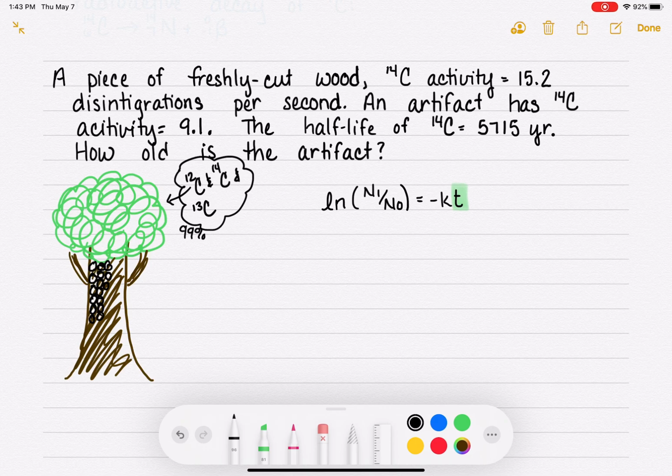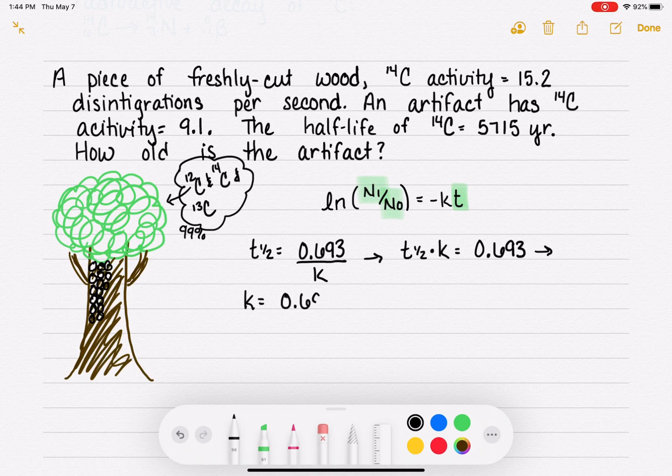We don't know the rate constant for this tree. We know the carbon-14 disintegrations, which give us N1 and N0, but we don't know the rate constant. So our first job is to figure out the rate constant, and we're going to do that using the half-life. We know that the half-life is 0.693 over the rate constant K, so the half-life times K is equal to 0.693. That's just rearranging that equation. The rate constant K is 0.693 divided by the half-life, T1/2. We know the half-life, so we can plug that in.